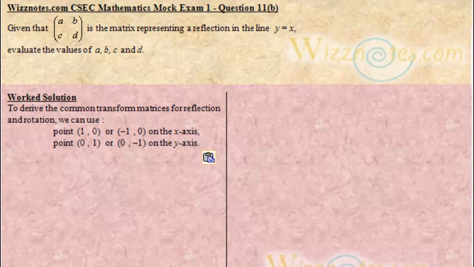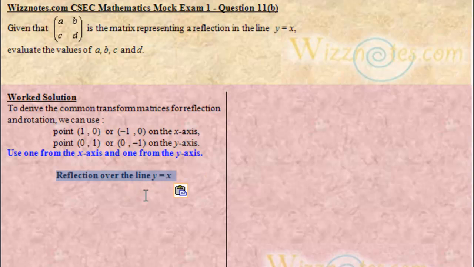Alright, so that is very important, because the only way you're going to ensure you get all the values A, B, C, and D is to use one point on the x-axis, 1, 0 or negative 1, 0, and one point on the y-axis, 0, 1 or 0, negative 1. So let's look at the current question, which is reflection over the line y equals x.